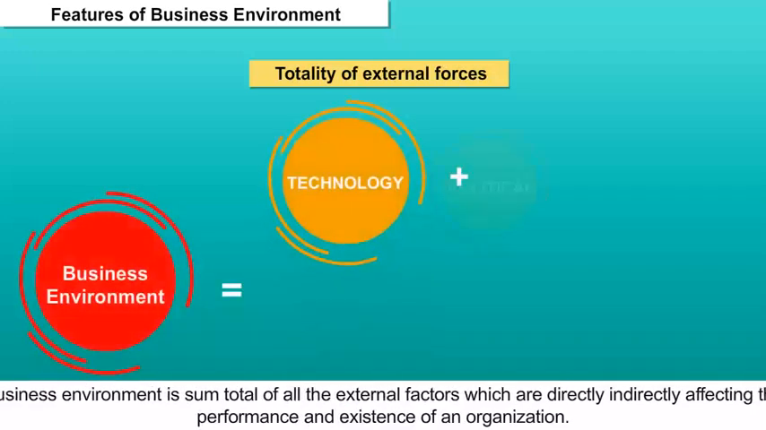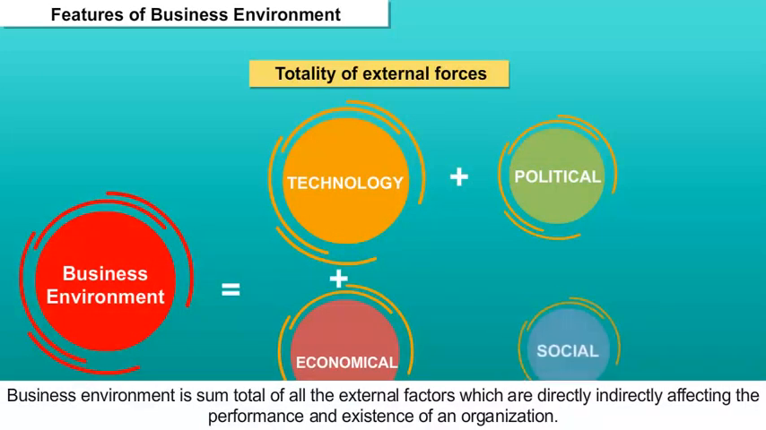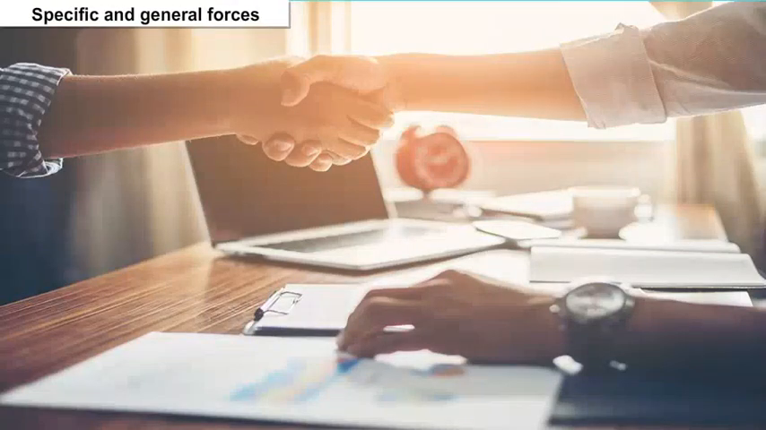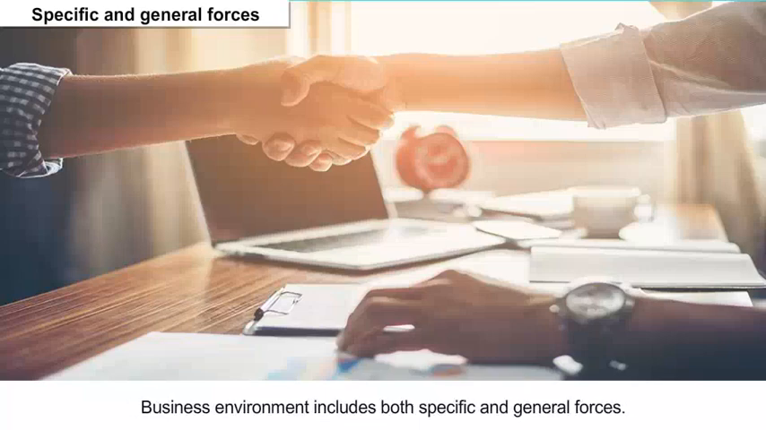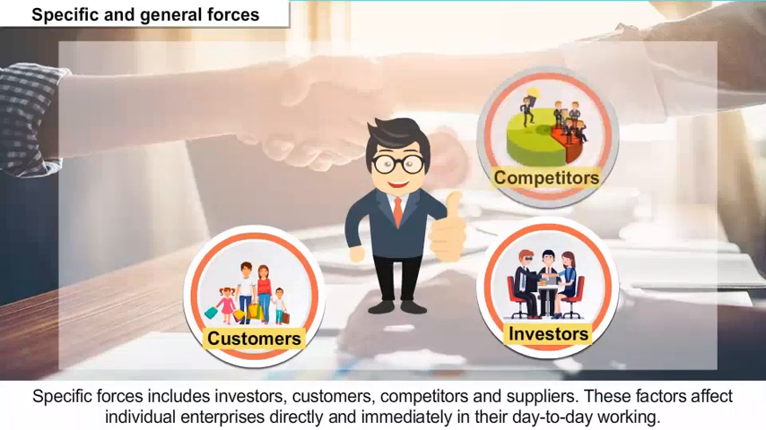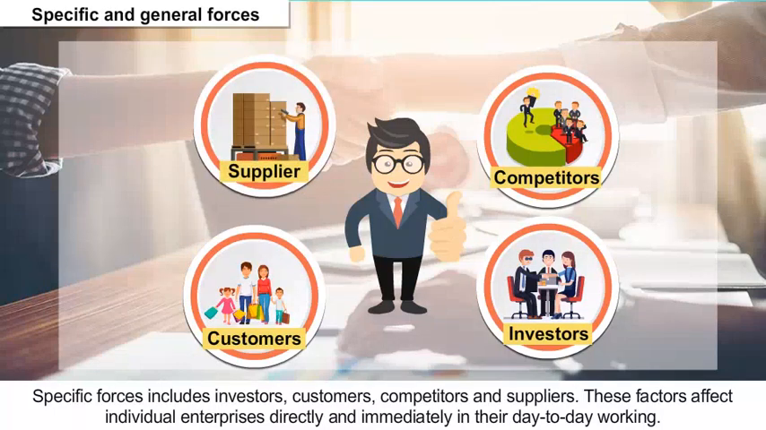Features of business environment. Totality of external forces. Business environment is the sum total of all the external factors which are directly or indirectly affecting the performance and existence of an organization. Specific and general forces. Business environment includes both specific and general forces. Specific forces include investors, customers, competitors and suppliers. These factors affect individual enterprises directly and immediately in their day-to-day working.